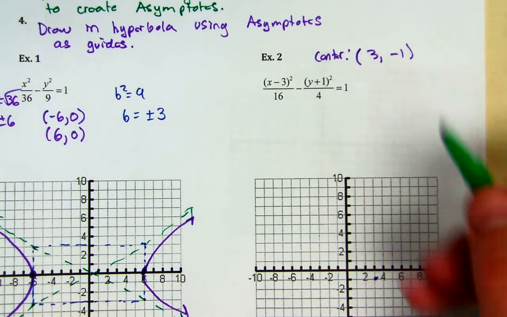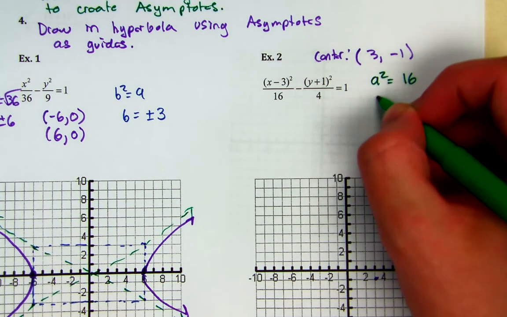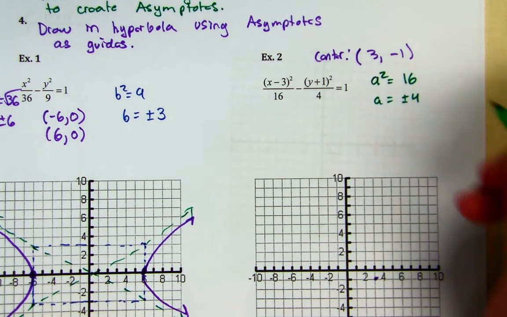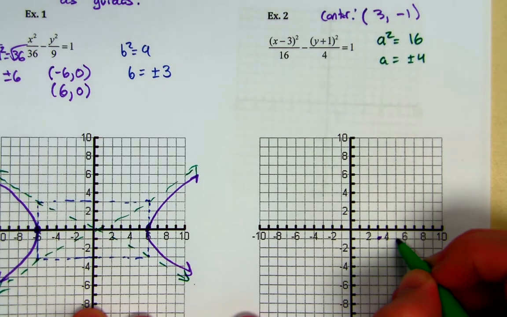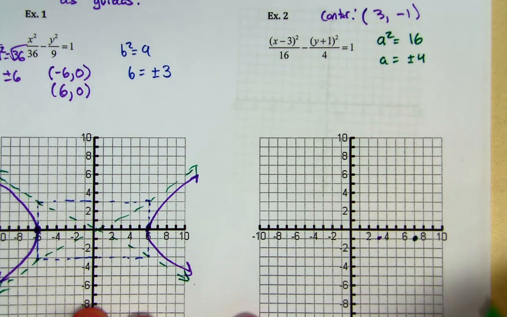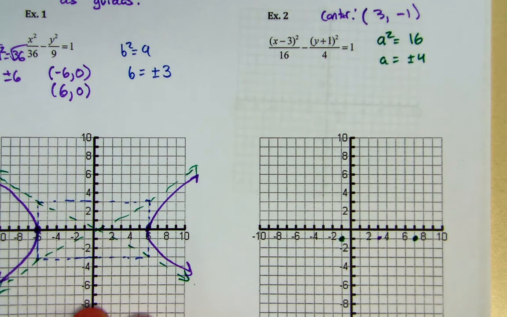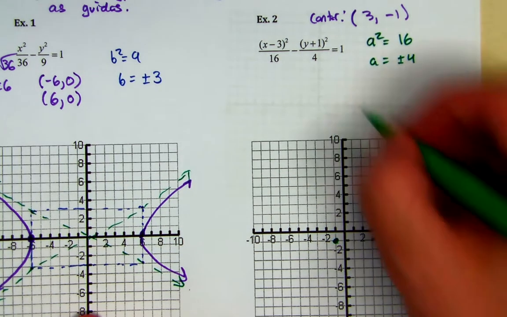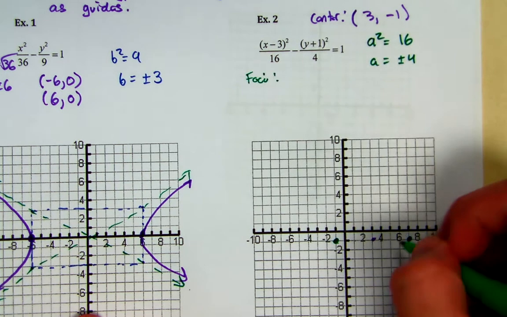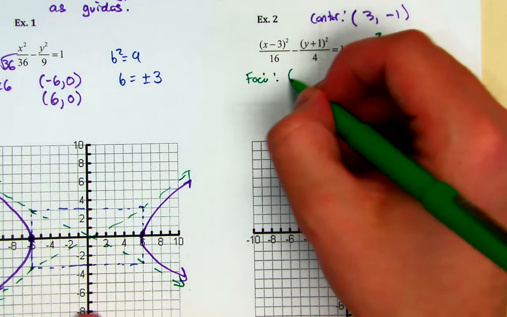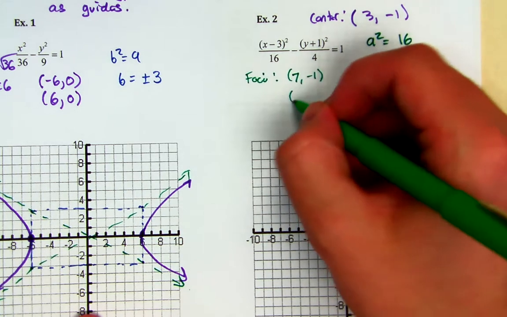Since x leads, we need plus or minus a first. a squared equals 16, so a equals plus or minus 4. This is how we'll get our foci. 1, 2, 3, 4 from the center. 1, 2, 3, 4 from the center. So the foci are going to be 7, negative 1, and negative 1, negative 1.